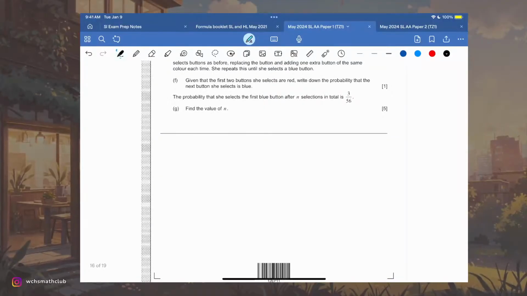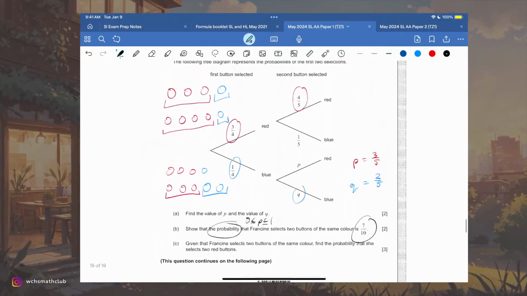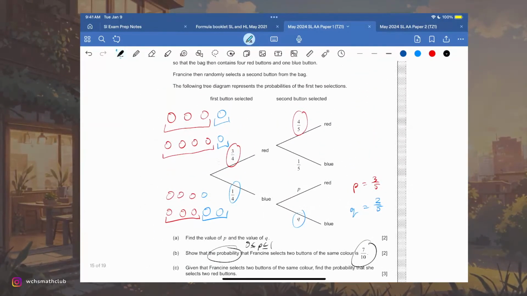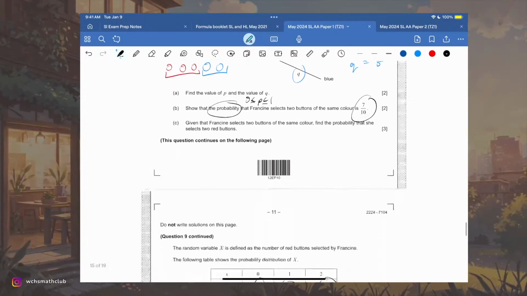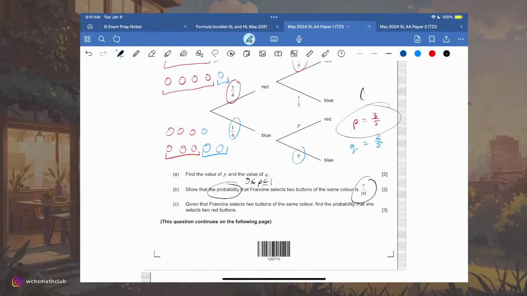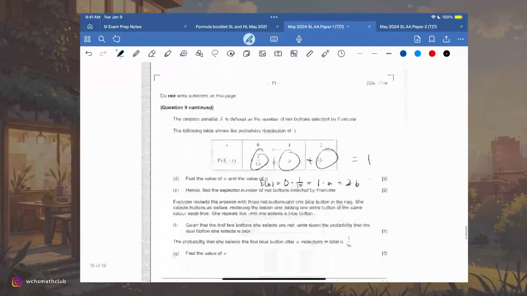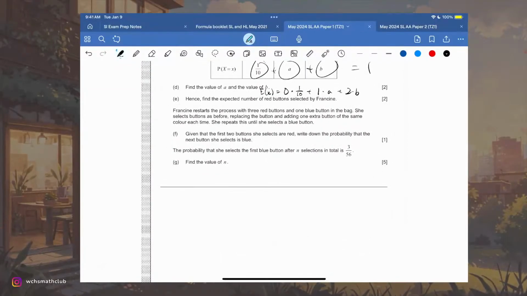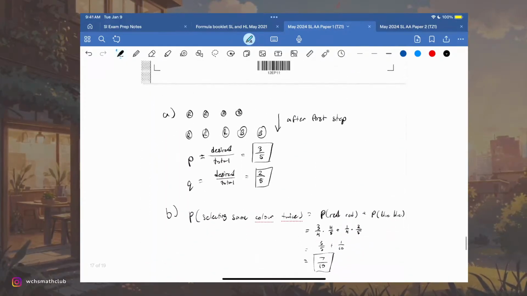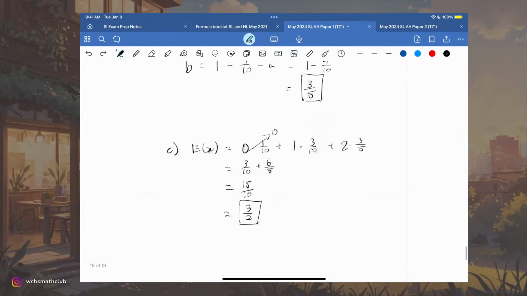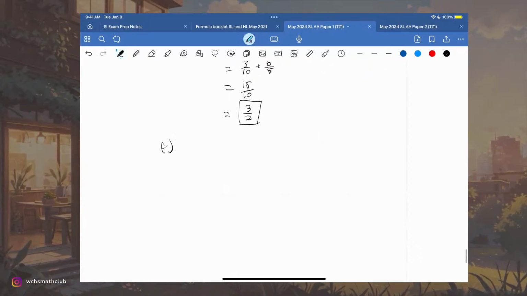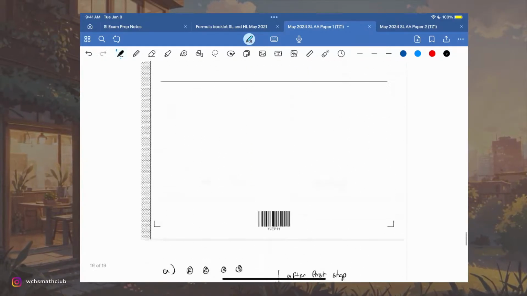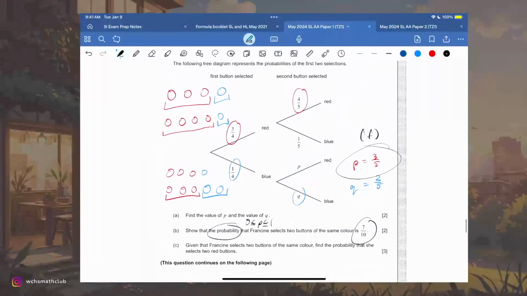So, we first want to calculate, of course, the probability of the first 2 buttons being red. If we look back at the diagram here, it's going to be 3 over 4 times 4 over 5, which we calculated over here, P equals 3 over 5. We're going to use this for part F. Okay, and then now we want to write down the probability that the next button she selects is blue. So we're going to go through the same kind of thing going on right here, but with the F subparts.